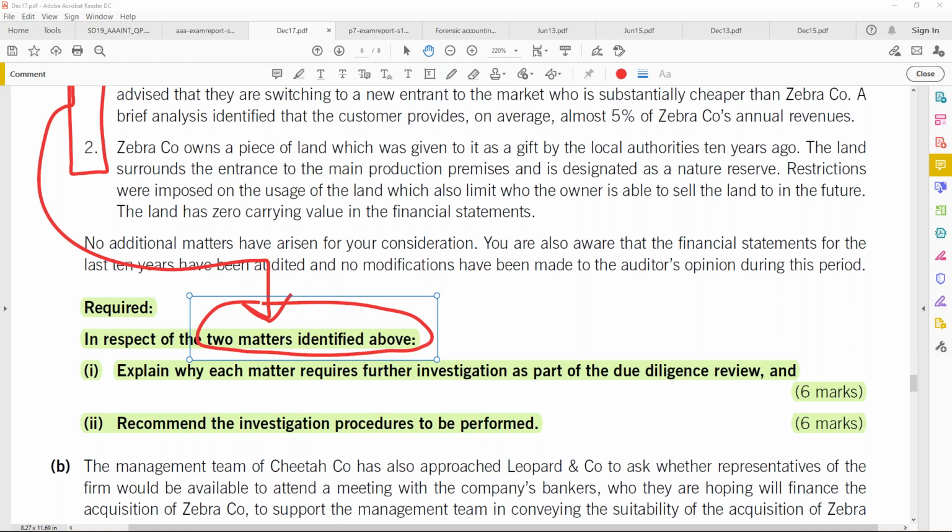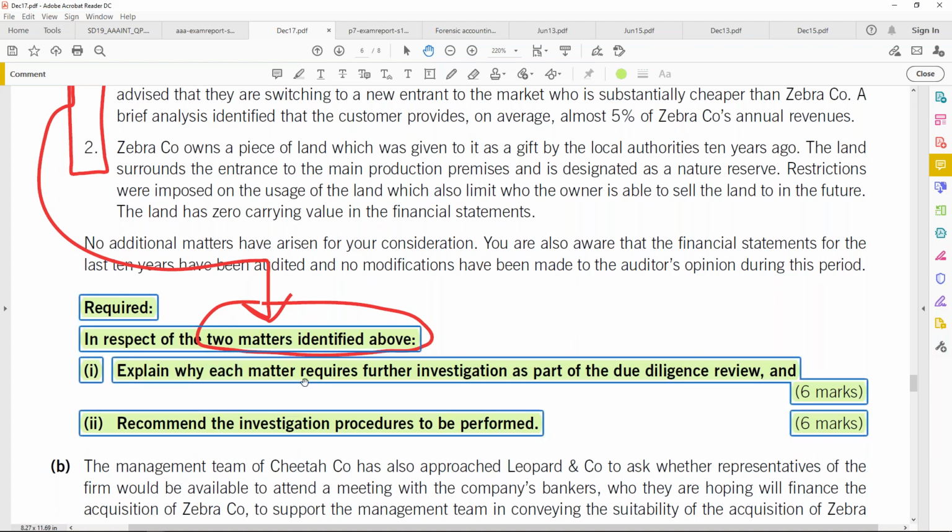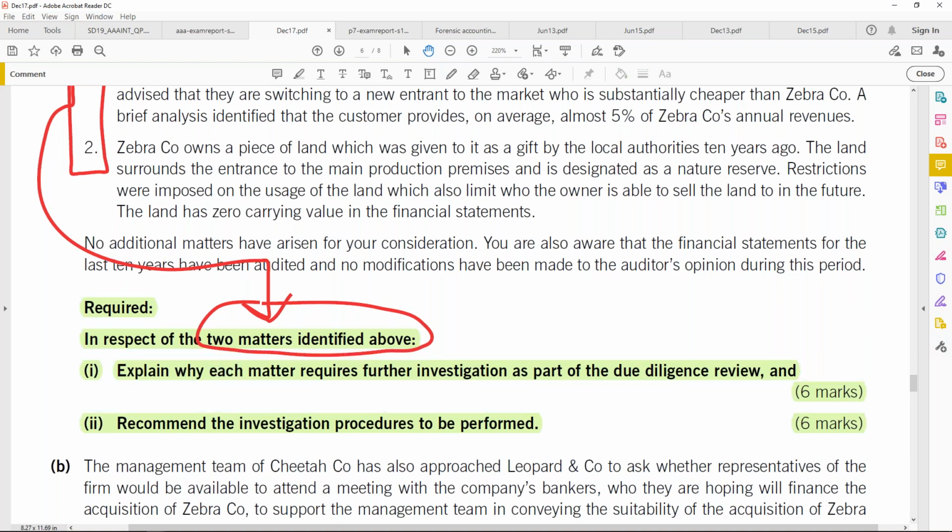So how many matters do we have? Two. And for every matter, what do we need to tell the examiner? We need to tell the examiner why each matter requires further investigation. Why you need to investigate the matter further. How many marks do we have for that? 6. Okay, then look at the next point. Recommend procedures to be performed. How many marks do we have for procedures?